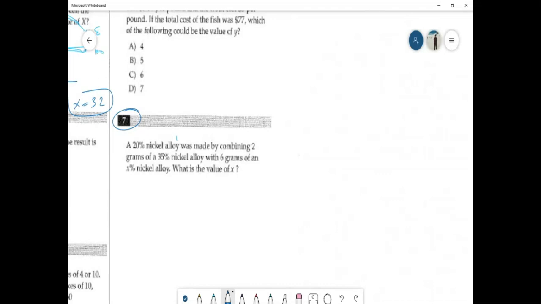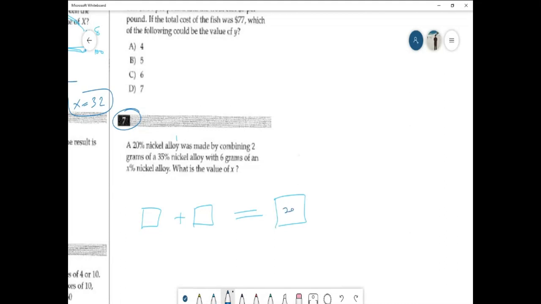Question number 7. A 20% nickel alloy was made by combining 2 grams of 35% nickel alloy with 6 grams of 6% nickel alloy. So I am combining 2 materials, let's say 2 pieces of something, and I'm getting a bigger material, a bigger cube.